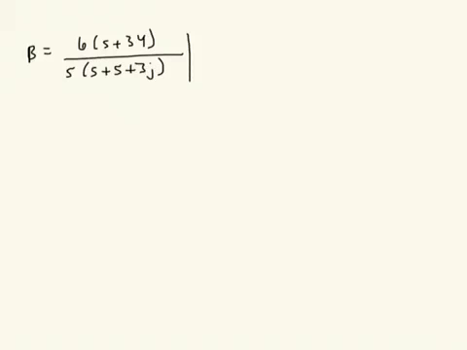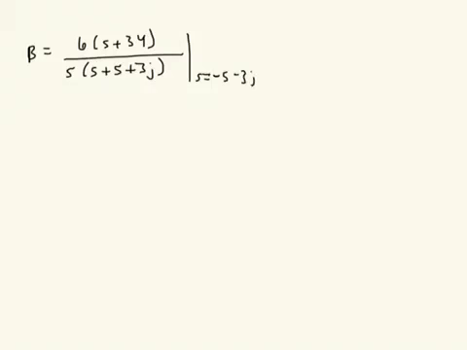Well, let me just write out the equation for B. How about that? So B is going to be equal to 6 times S plus 34 over S times S plus 5 plus 3j, and I'm evaluating that at S equal to minus 5 minus 3j.